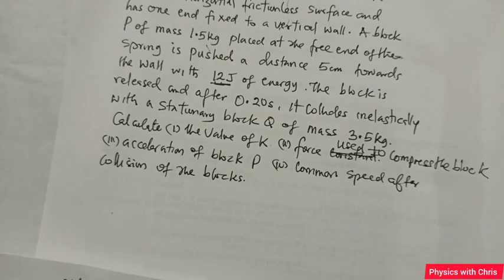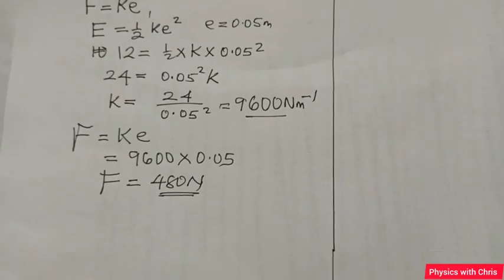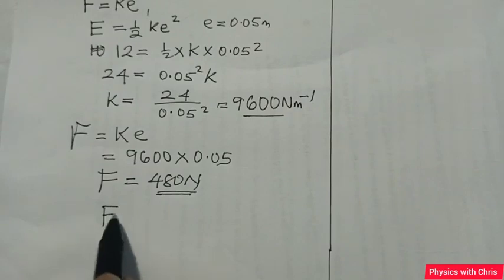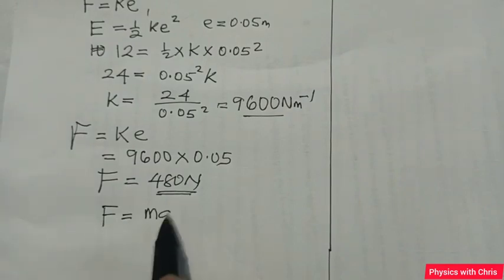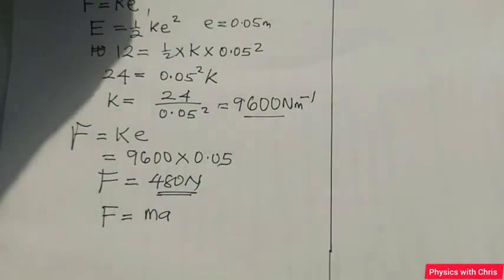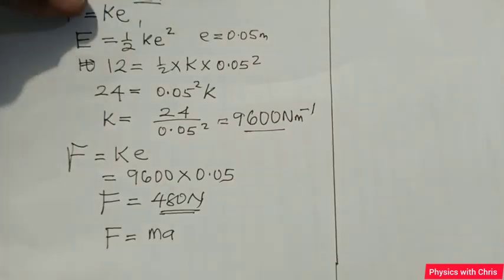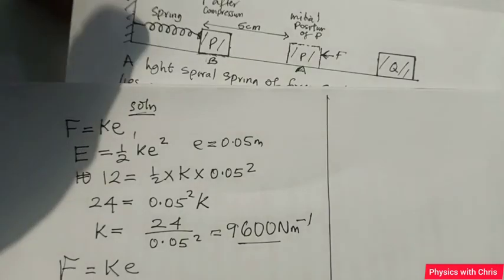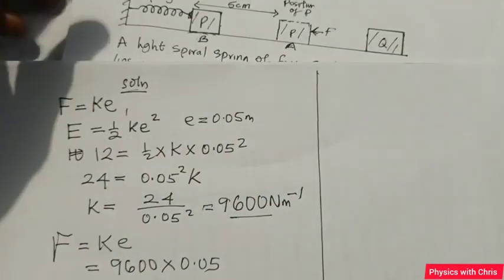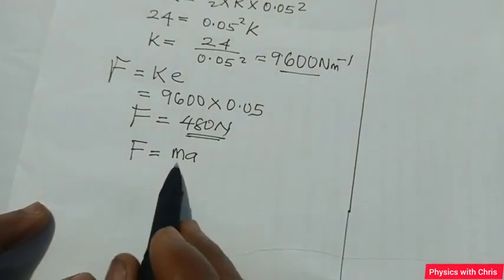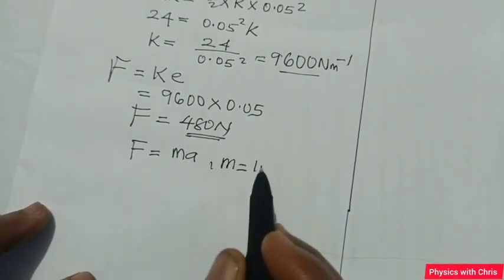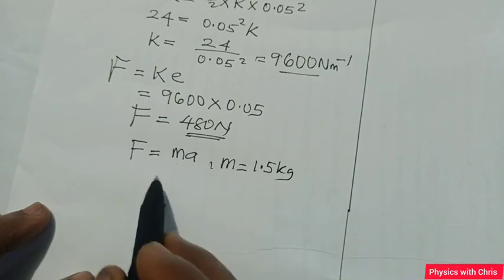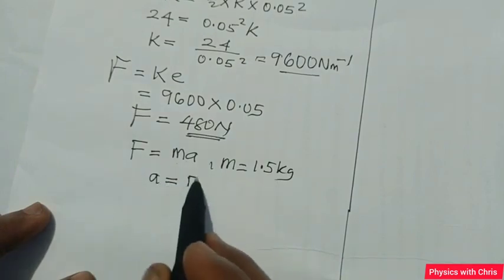Now the next question says to find the acceleration of the block P. From Newton's second law of motion, the resultant force on the block is mass times acceleration. Here you can see that block P lies on a very smooth horizontal surface, which means there's no frictional force acting between the two surfaces. So I'll come here to find the acceleration. I know the mass of block P was given as 1.5 kg. So the acceleration is force over mass.